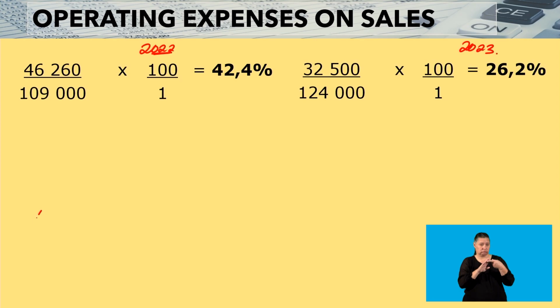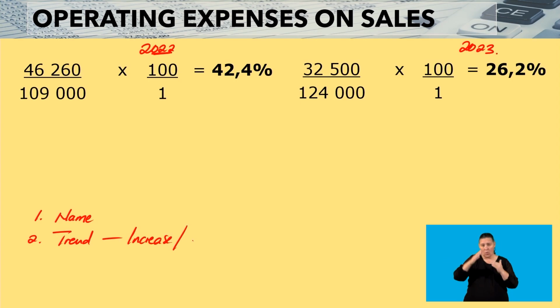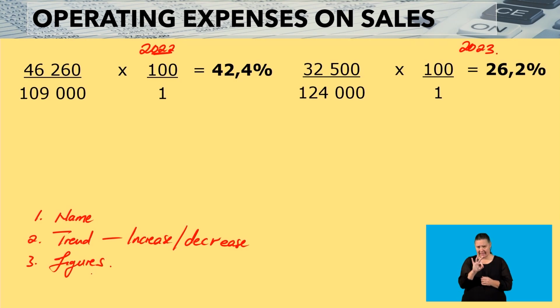When we are commenting, there are aspects that we need to include in our comments. Number one, we need to have the name of the financial indicator. It must be there in our comment. Number two, we need to mention the trend. We're simply saying, do we have an increase or do we have a decrease? That has to be mentioned. Thirdly, we also need figures. So we need three things when we comment: name, trend, figures.